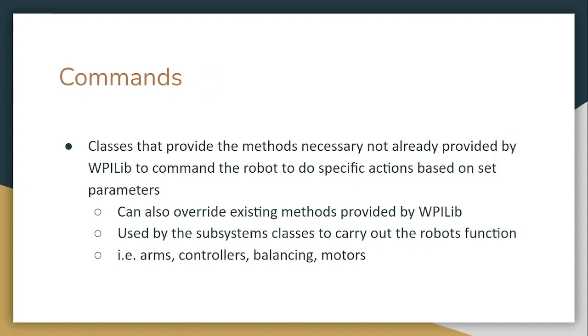The first subset is the commands classes. These classes provide the methods necessary, but not already provided by WPILib, to command the robot to do specific actions based on set parameters. These can override existing methods provided by WPILib, and they are used by the subsystems classes to carry out the robot's functions. For example, arms, controllers, balancing, and motors. These methods are not called in commands, but merely declared and set.